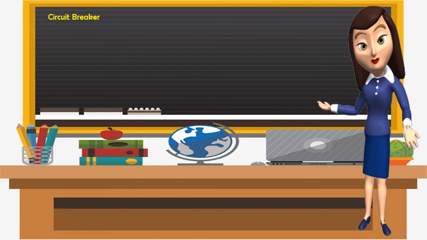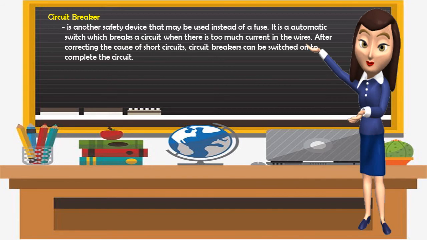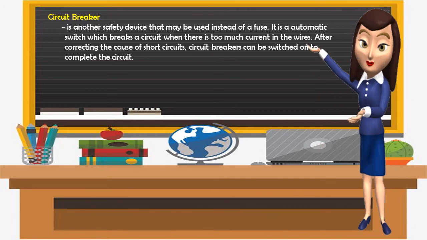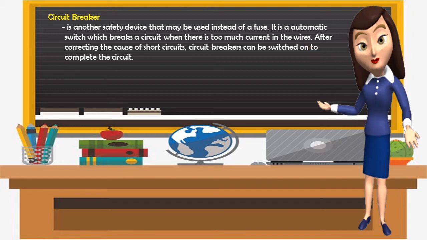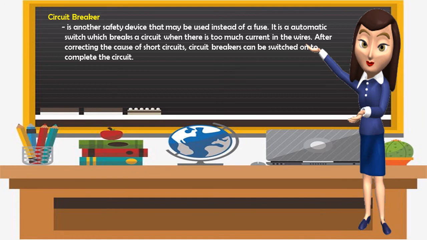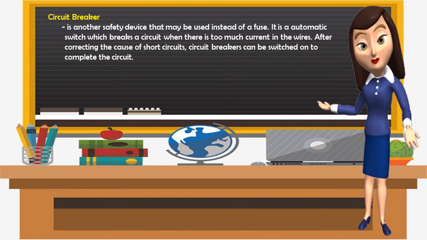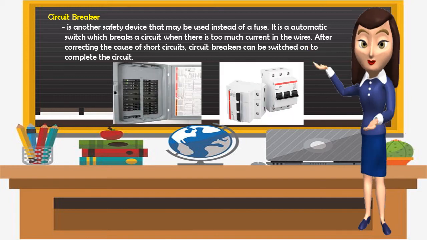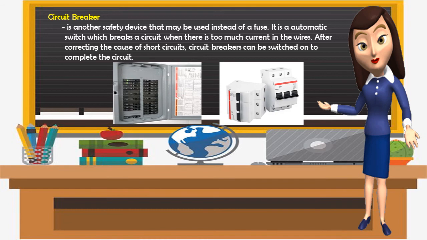Now, circuit breaker. A circuit breaker is another safety device that may be used instead of a fuse. It is an automatic switch which breaks a circuit when there is too much current in the wires. After correcting the cause of the short circuit, the circuit breaker can be switched on to complete the circuit. This is an example of a circuit breaker.